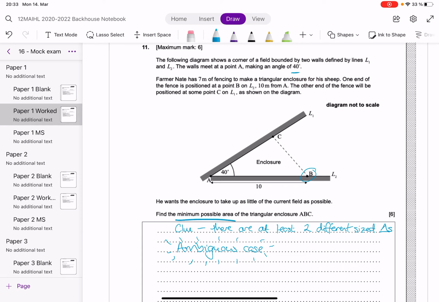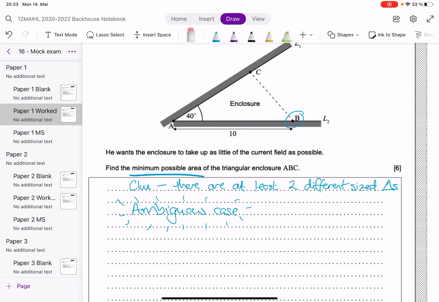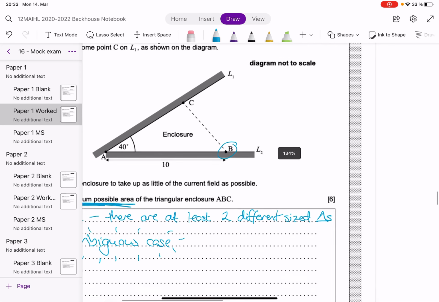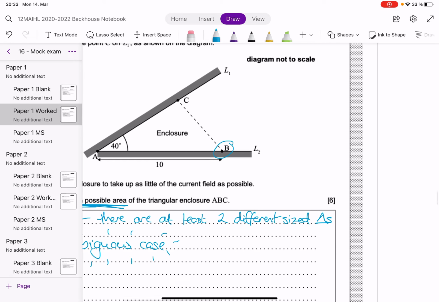So, when we read these questions, I know you're working under a time pressure, but you really have to look out for those clues. In fact, I'll leave that underlined. We really have to do our best to look out for clues. So, we need to be thinking about this could be an ambiguous case. There's probably 2 ways of drawing this.